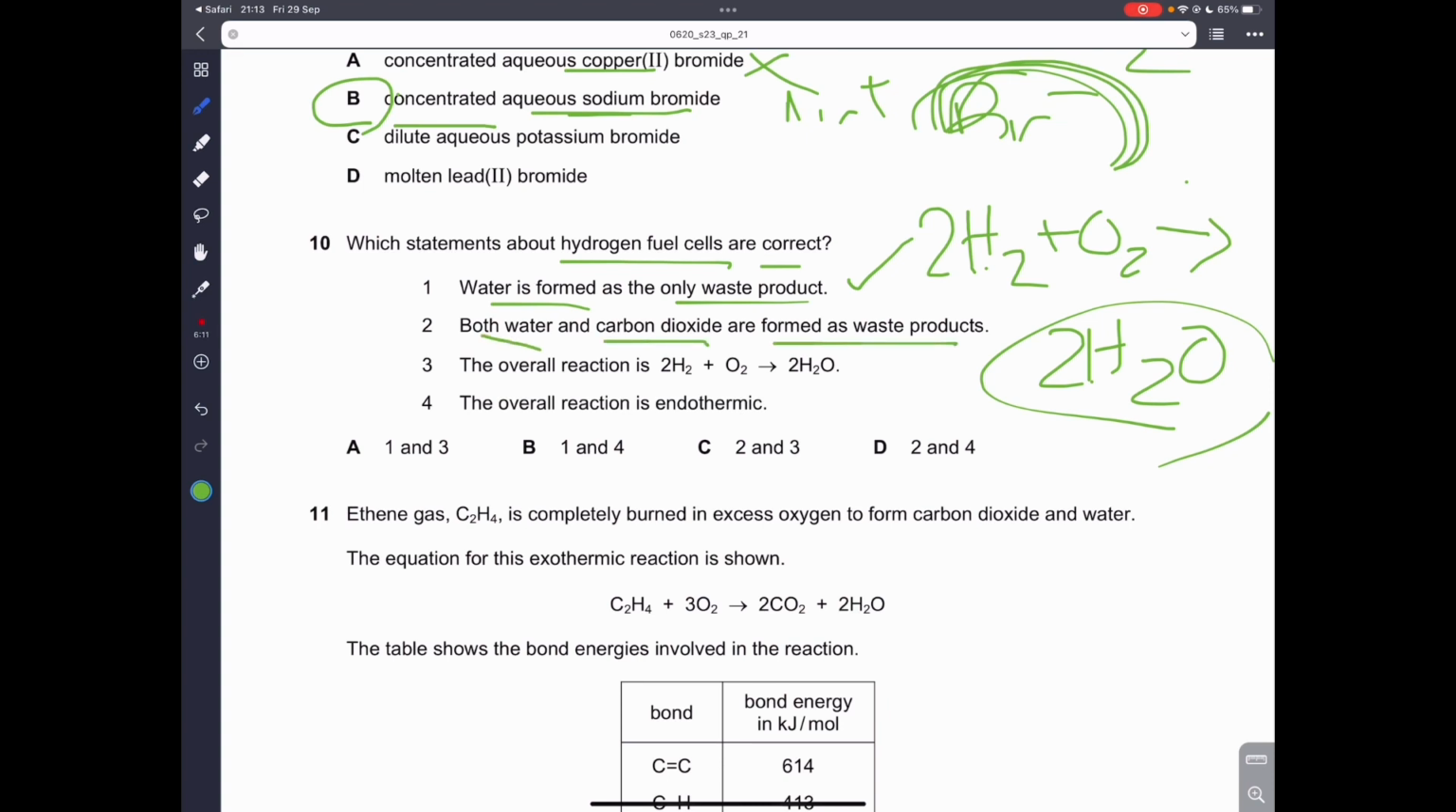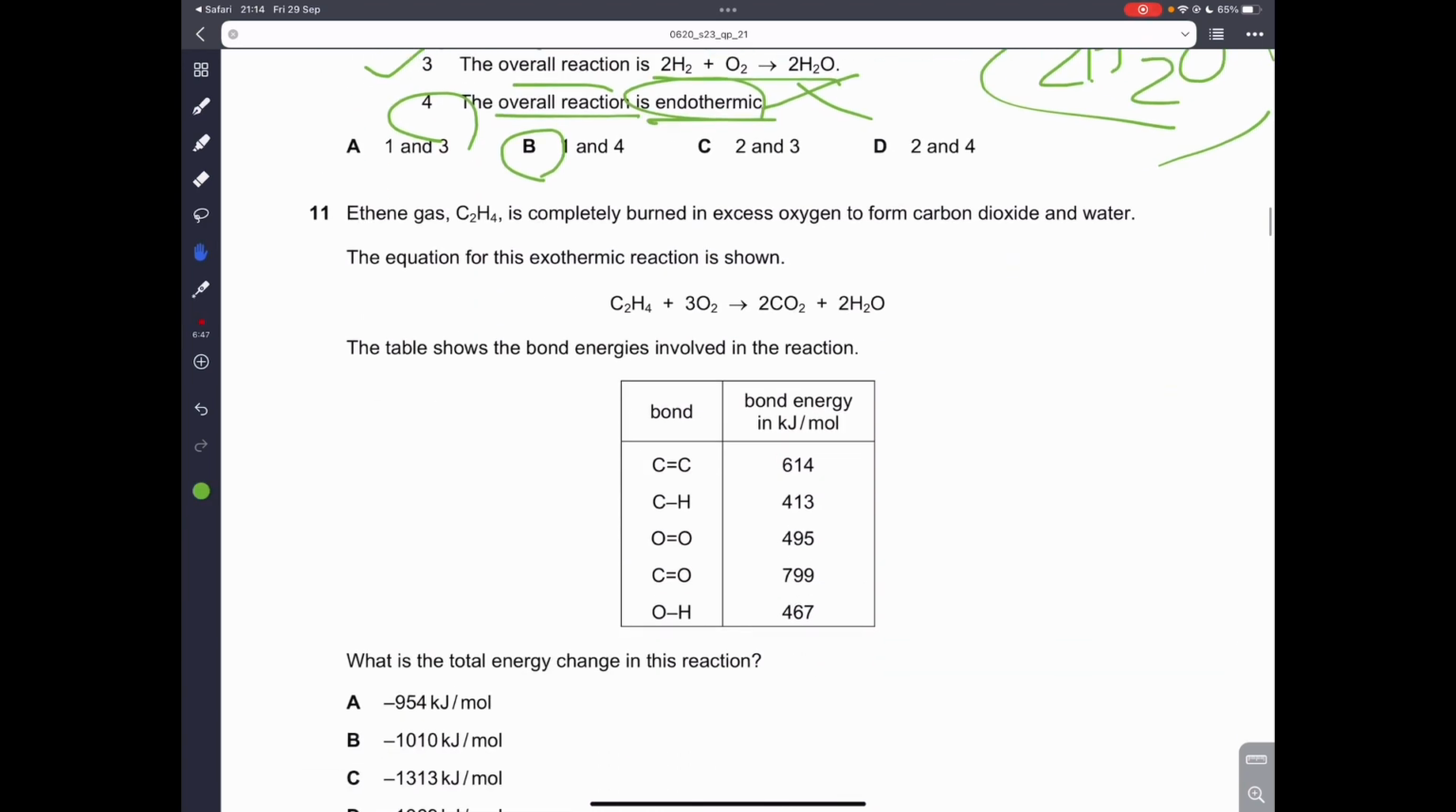Both water and carbon dioxide are formed as a waste product. This is obviously not true because, as you can see from the reaction, only water is produced. The overall reaction is 2H2 plus O2 gives 2H2O. This is correct. The overall reaction is endothermic. This is obviously wrong because remember hydrogen is basically burning in air. So this is obviously an exothermic reaction. This is a combustion reaction. Exothermic meaning heat is going to be released, it's not going to be absorbed. So 1 and 4 are the correct answers. So for number 10, B is the correct answer.